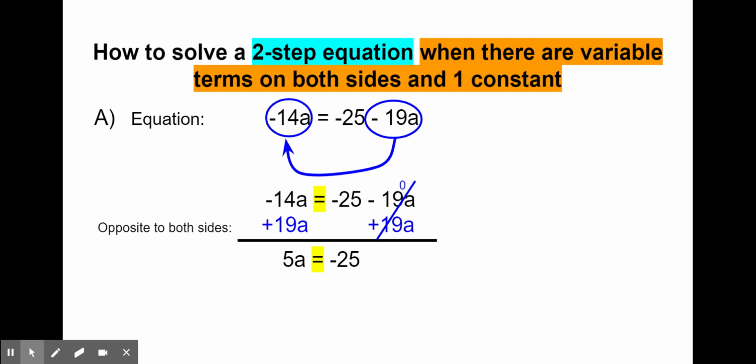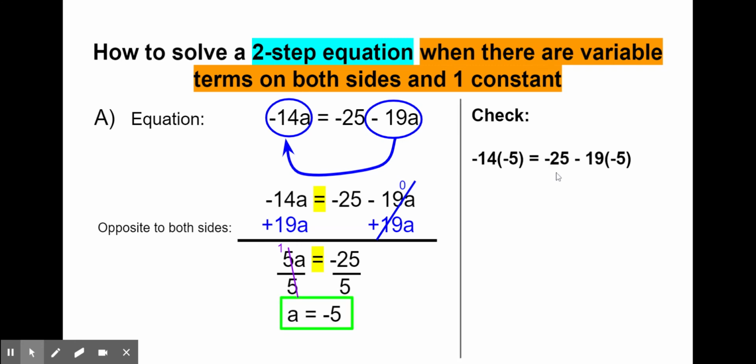From here, we just have our one-step multiplication equation. We can divide both sides by 5. The 5s cancel out to be 1, and we're left with a equals negative 5. That's my answer, and I can just move on to the check from here.